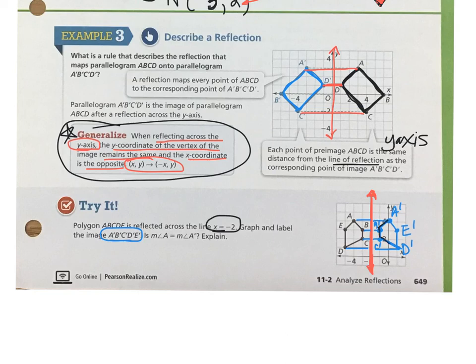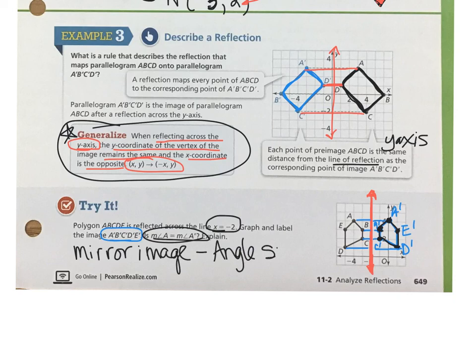So here's what that new figure looks like. Now, it's the exact same shape, in the exact same size. It is just what we would consider a mirror image. Reflections are nothing more than mirror images, which means the angle sizes in this figure are all the same.